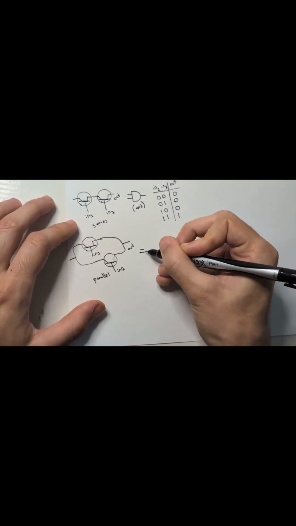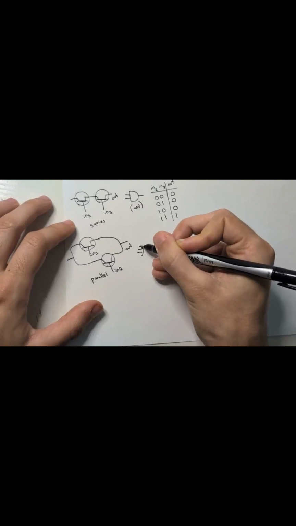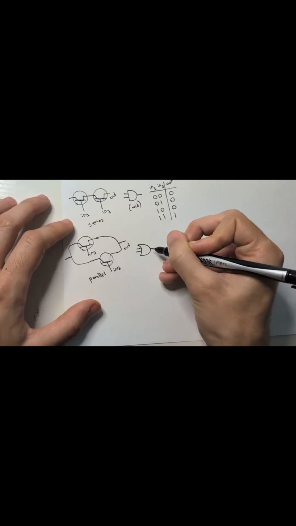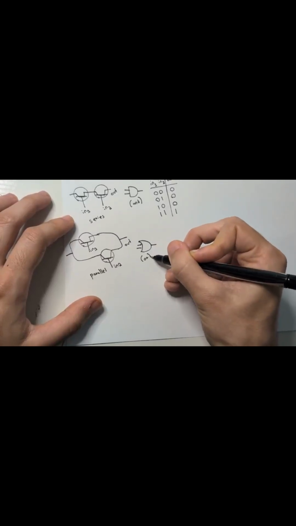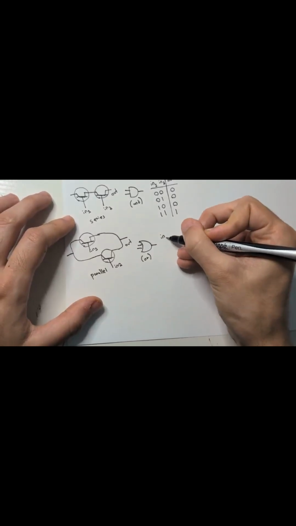So this is called an OR gate. It's like an AND gate, but the back is a little more curved here. And so these are our two inputs and our one output. Then we'll make the truth table for our OR gate.